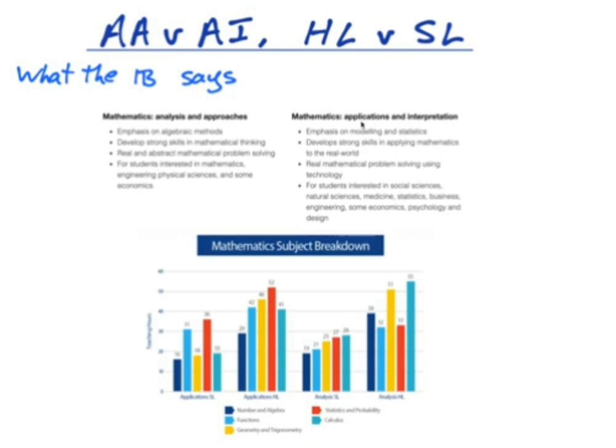So they say analysis and approaches is for students who are very interested in mathematics, whether it is real or abstract mathematical problem solving. Students interested in mathematics, engineering, physical sciences, and some economics. Applications and interpretation is more focused on modeling, statistics, maths in real life, and it's for students who are interested in social sciences, natural sciences, medicine, statistics, business, engineering, some economics, psychology, and design.